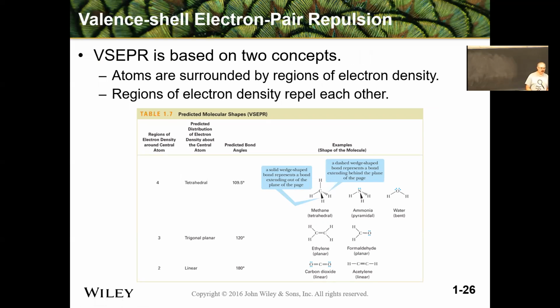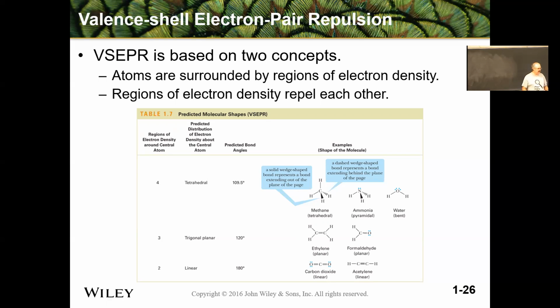Okay, now we're going to look at another topic, and that's VSEPR. VSEPR stands for valence shell electron pair repulsion. What this says is that electrons are localized into regions, and those electron-rich regions want to get as far apart as they can get. They repel each other, and so that will define the geometry of a particular molecule.